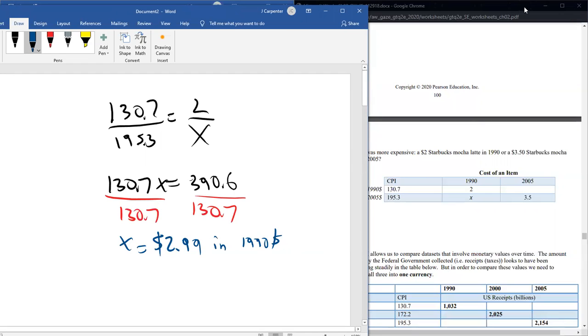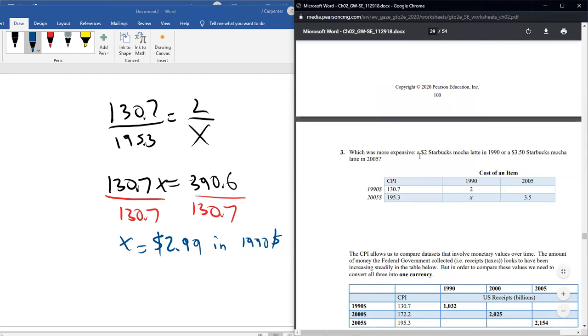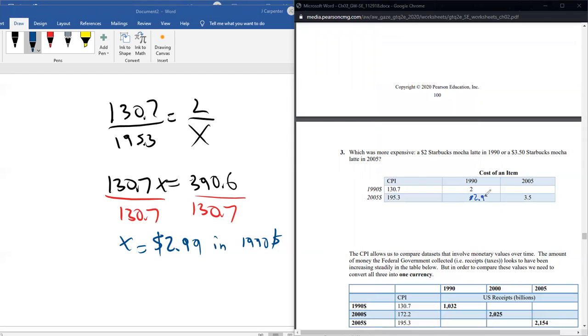Well, we want to know which one is cheaper this time, right? No, they said which one's more expensive. So which one was more expensive? Well, it's the higher one. So it's the 2005. So the more expensive one is the greater. All you're doing is comparing this number to this number and you're looking for the bigger one. That's it. That's all you're doing. 3.5 is bigger, so that says that the latte costs more in 2005.